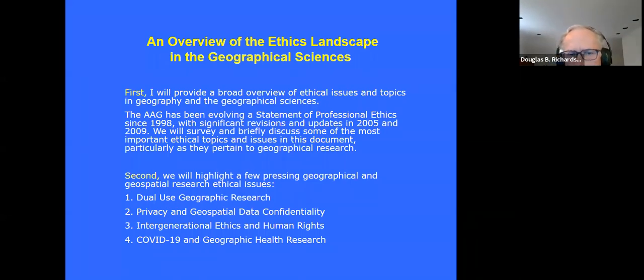And then secondly, we'll highlight a few pressing geographical and geospatial research ethical issues and go into them in a bit more detail, although we don't have a lot of time. We'll look at dual use geographic research, privacy and geospatial data confidentiality, intergenerational ethics and human rights, and then COVID-19 and geographic health research. In our discussion of COVID-19, we'll also have a poll set up for the audience to make an ethical decision. We'll pose a question to you about COVID-19, privacy, and ethics. So it'll be interesting to see how that comes out.